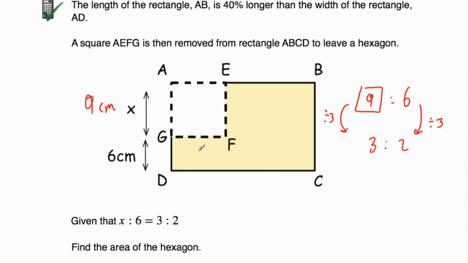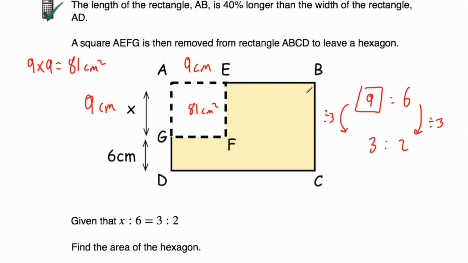And we've been asked to find the area of the hexagon, this yellow region, or this shaded region. To find the area of this shaded region, what I would probably do is find the area of the whole rectangle if I can, and take away the area of the square, and that'll tell me what's left. The square has a height or a width of 9 centimeters. So 9 multiplied by 9 is equal to 81 centimeters squared. So this square that's been removed has an area of 81 centimeters squared. If I can find the area of the whole big rectangle and then take away 81, I'll get the area of the hexagon that's left.